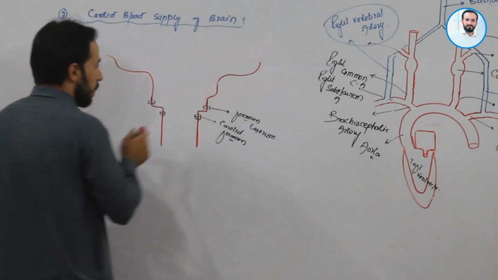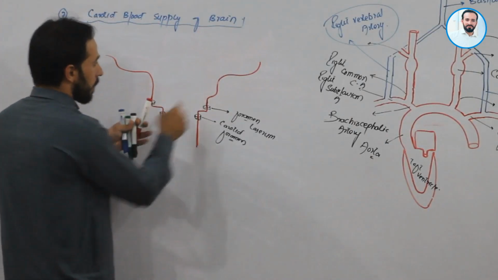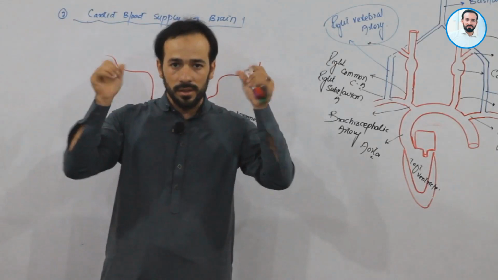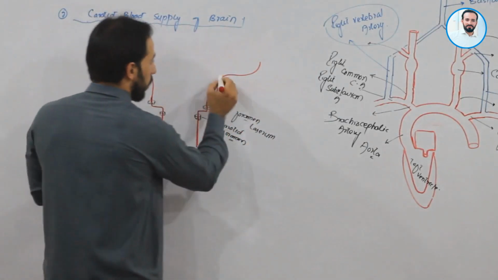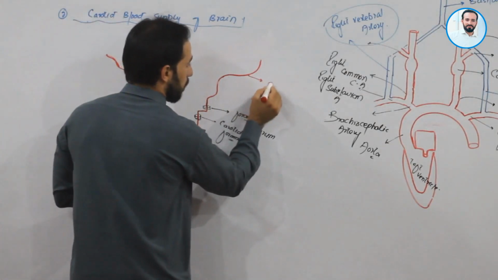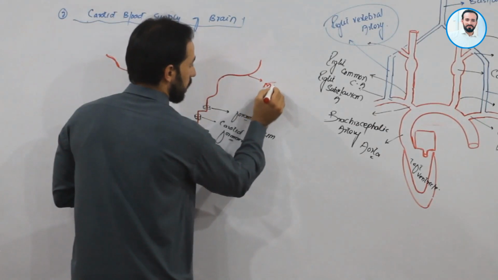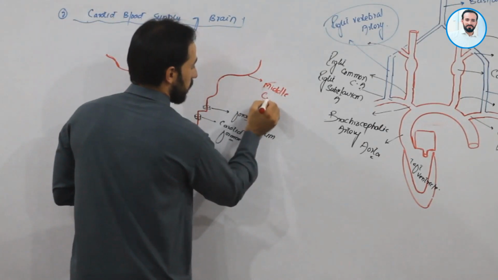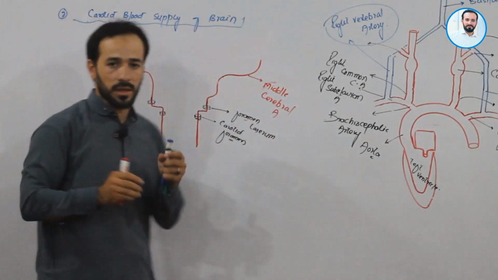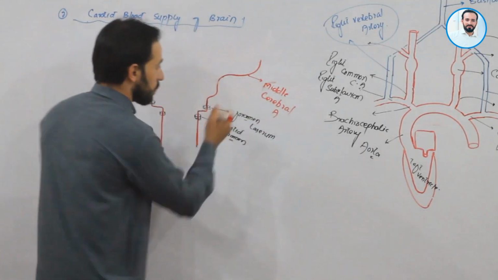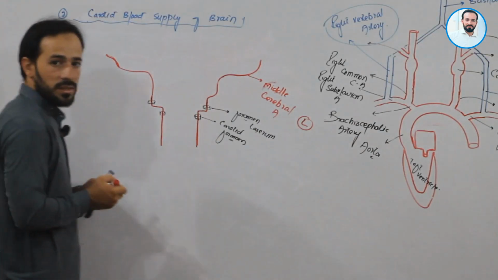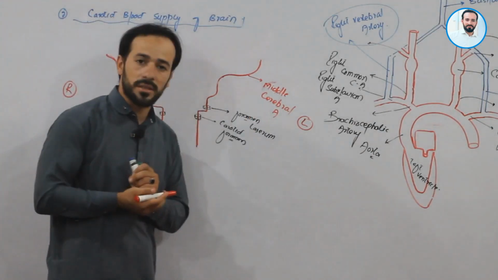Like this, right? So look carefully. This branch is going that way on the right side, and this branch is going laterally on the left side, right? So these arteries are called the middle cerebral arteries. As I am standing like this, this one is the left and this one is the right, the right middle cerebral artery and left middle cerebral artery.